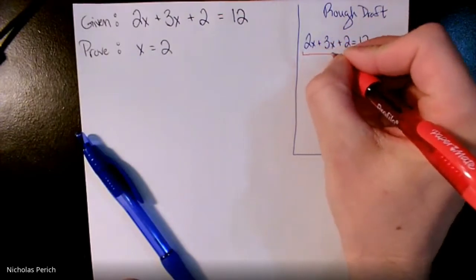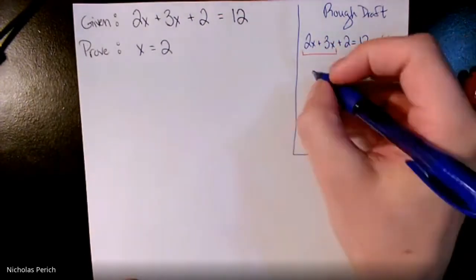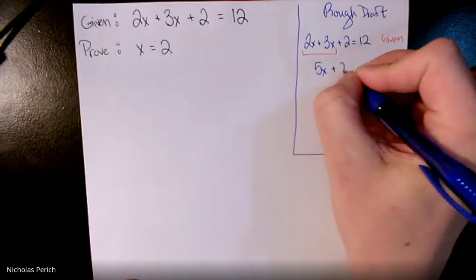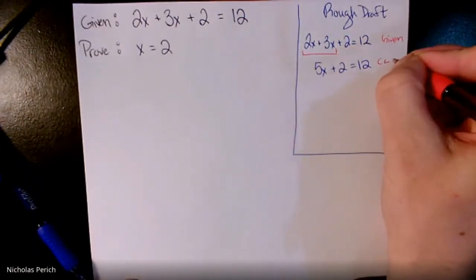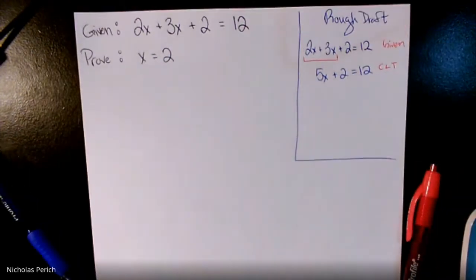So the first thing that I would do is combine like terms, and that would give me 5x plus 2 equals 12. What did I just do? I combined like terms.